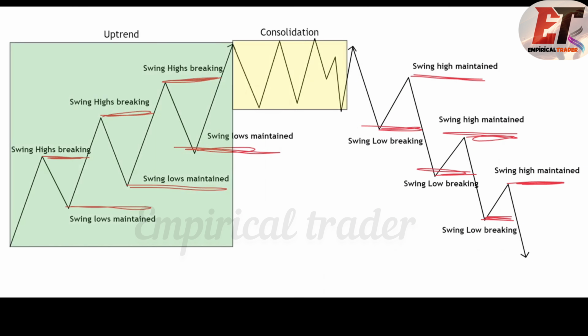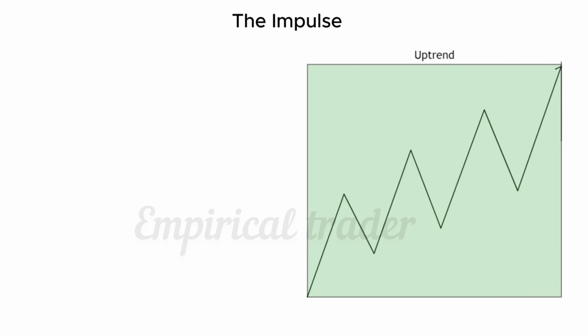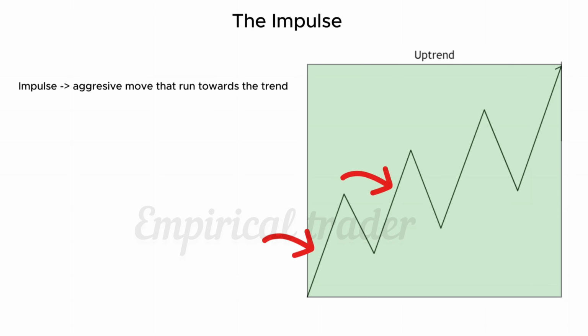Now, to understand better, the trending markets are the uptrend and downtrend. The consolidation is not a trending market, and the two trending markets have two types of movements: an impulsive move and a corrective move. An impulsive move is the one that runs towards the trend. So in uptrends, the upside movements are the impulsive moves. In uptrends, the impulsive move is also characterized when the price aggressively moves to constantly break highs.